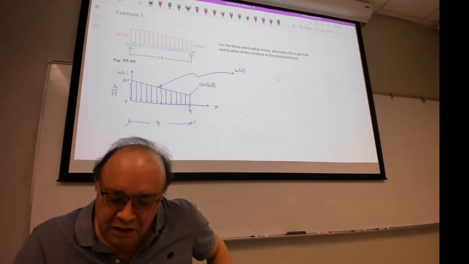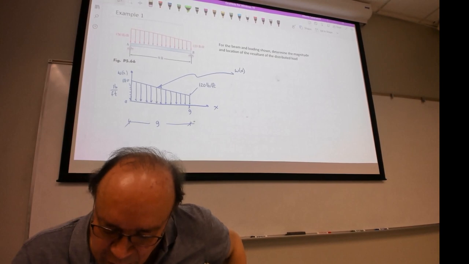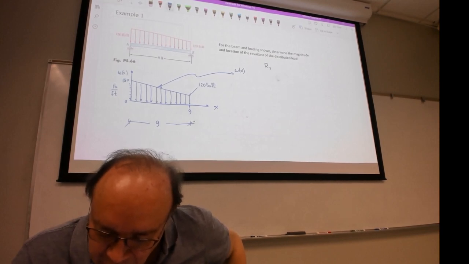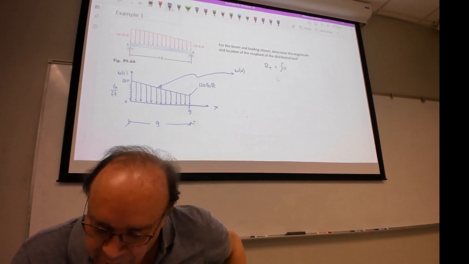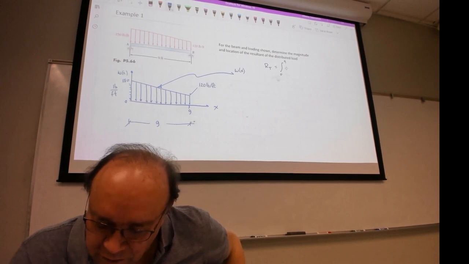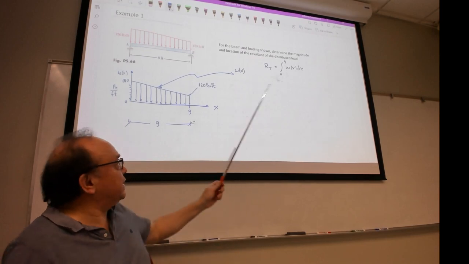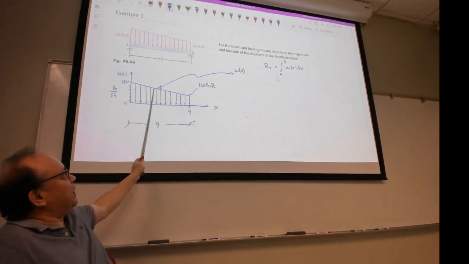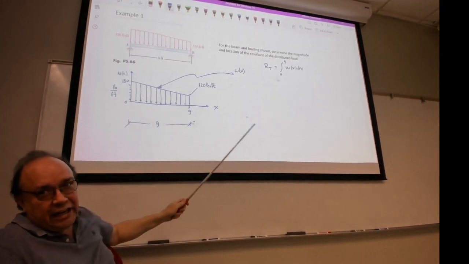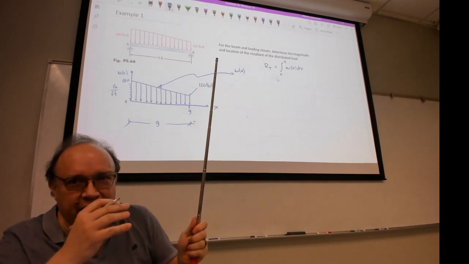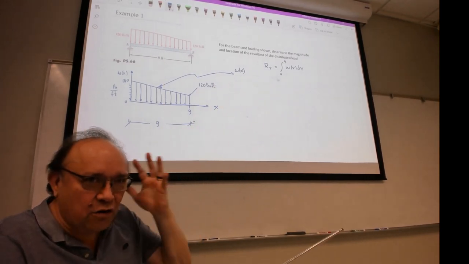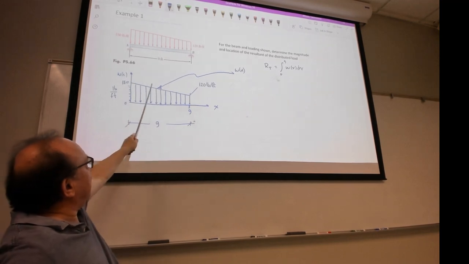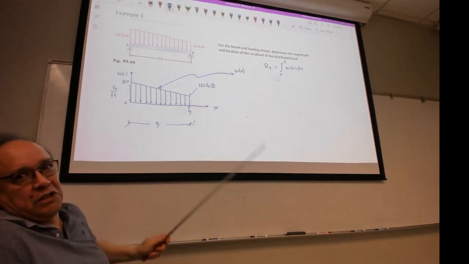Well, yes. The resultant of all that will be the integral from 0 to 9 of w of x dx, right? And w of x is any shape that you want here. In this case, I made it really easy, a straight line, so you don't get confused with a complicated equation, but you understand the concept. This could be any form. In this case, it happened to be a straight line, so it's easy for us to get it.